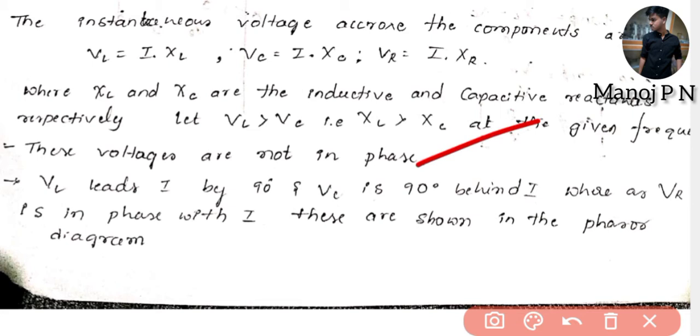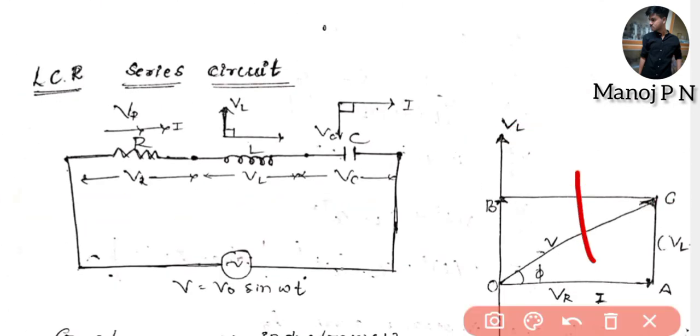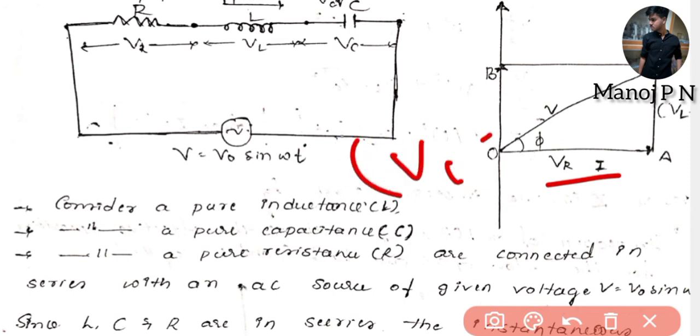Those voltages are not in phase. VL leads the current I by 90 degrees, VC is behind the current by 90 degrees, whereas VR is in phase with I. These are shown in the phasor diagram over here. Look over here, this is the phasor diagram. Since VR is in phase with I, it is over here, and here it is VL minus VC. That got cropped while scanning, so I have written VL minus VC over here.